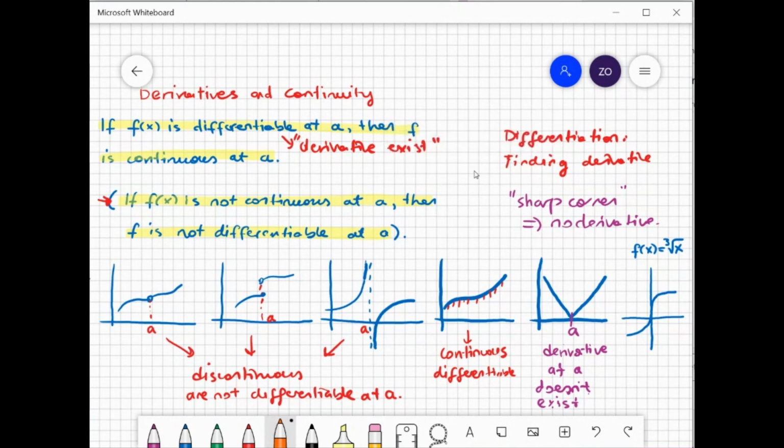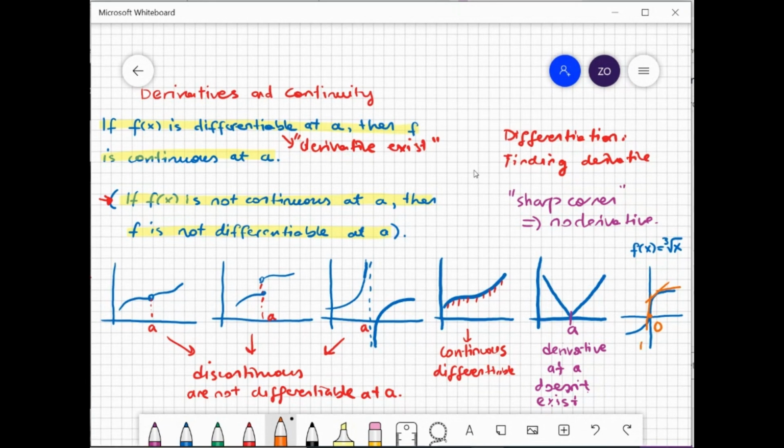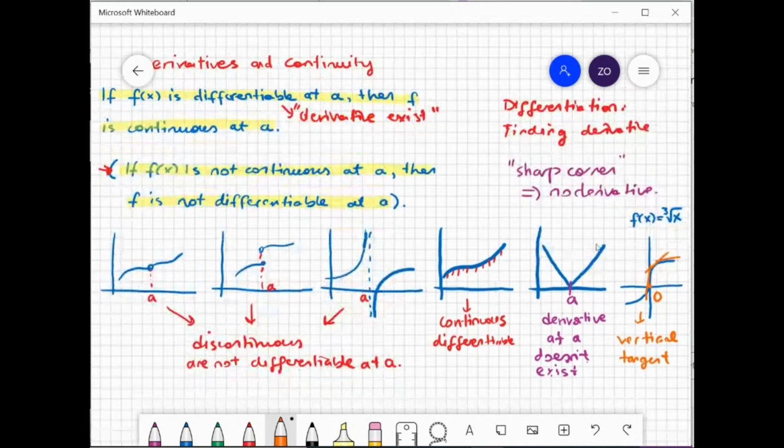That's why there is no derivative at that point. And similarly, in this case, at 0, the tangent lines become vertical. So whenever you have a sharp corner, or, as in the last case, a vertical tangent line at 0, normally we say that the slope is infinity when you have a vertical tangent line, but we say that the derivative does not exist.